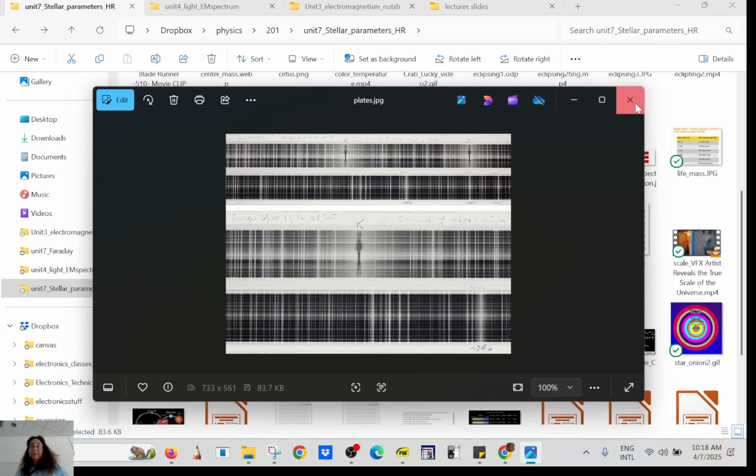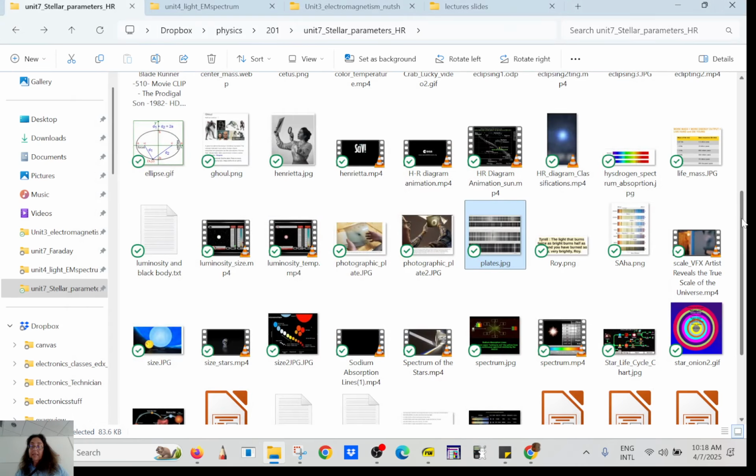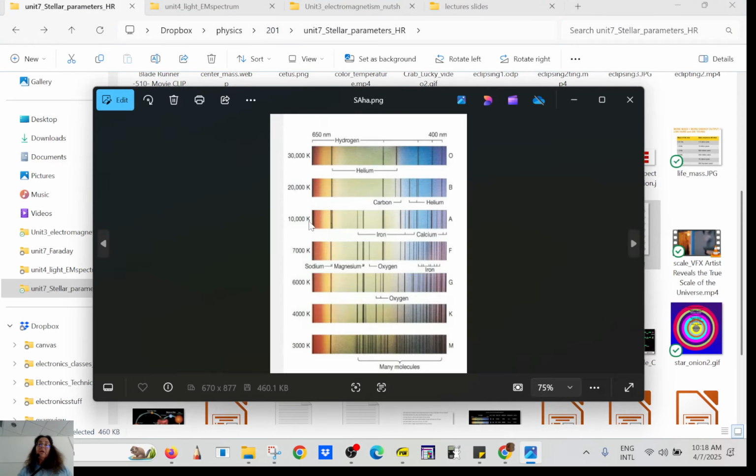Okay, so what does it look like? It looks like this: a continuum of color, like the rainbow. They were looking only at visible light. At the time they didn't analyze X-ray, gamma ray, or radio wave.